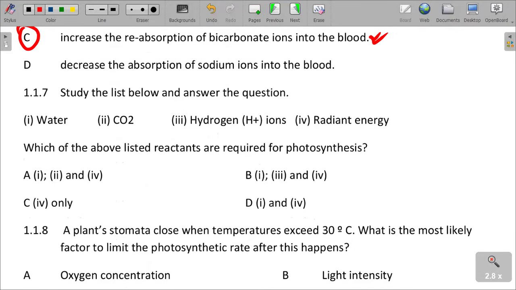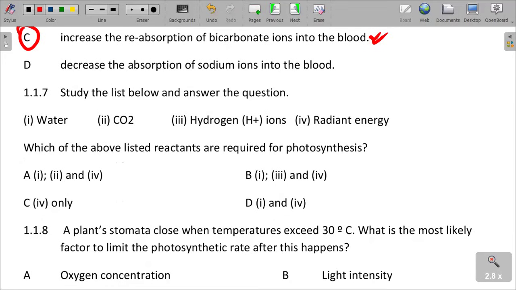Water, carbon dioxide, hydrogen, ions, and radiant energy. Which of the above listed reactants are required for photosynthesis? When we look at photosynthesis, we need to understand that water must be present, carbon dioxide must be present, and also energy, which is solar light, or in terms of the light availability.